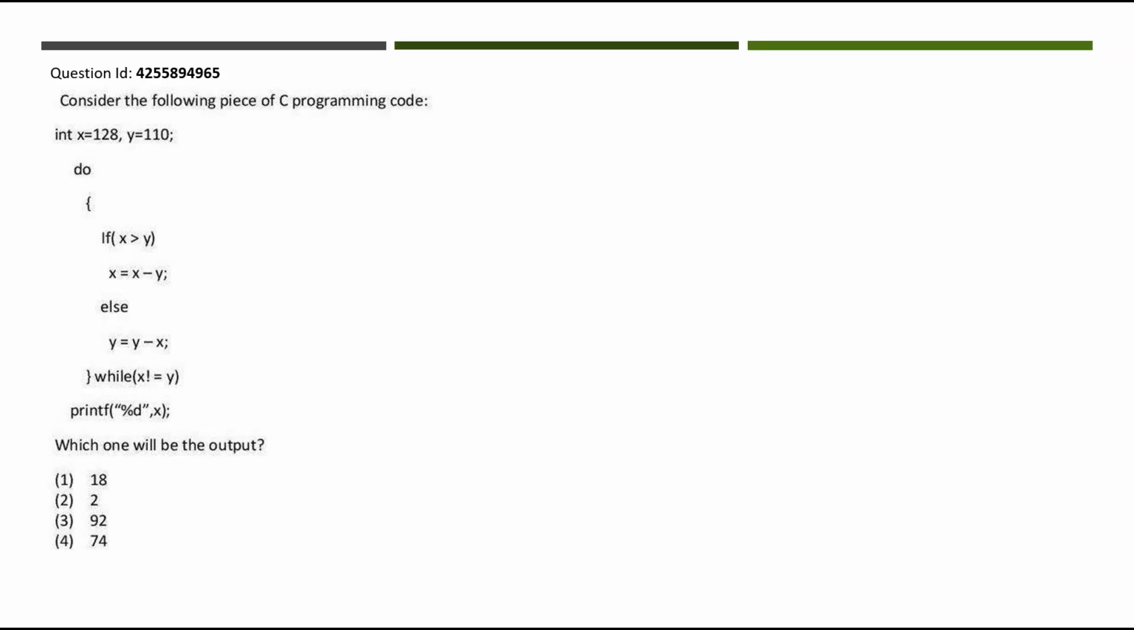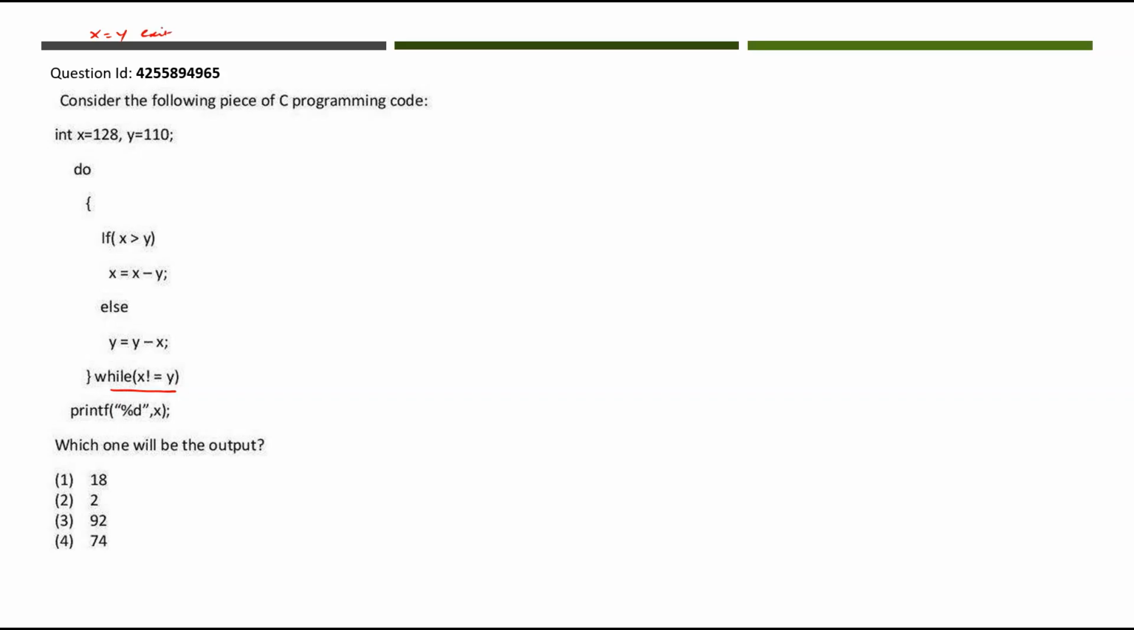If x greater than y, x = x - y. If x is not greater than y, then the else part will be working: y = y - x. And see the condition in the while here, it is x not equal to y. Whenever we have different values for x and y, till then the loop will be executing. But when x value and y value become equal, you have to exit out of the loop. So the exit condition here will be x equals y.